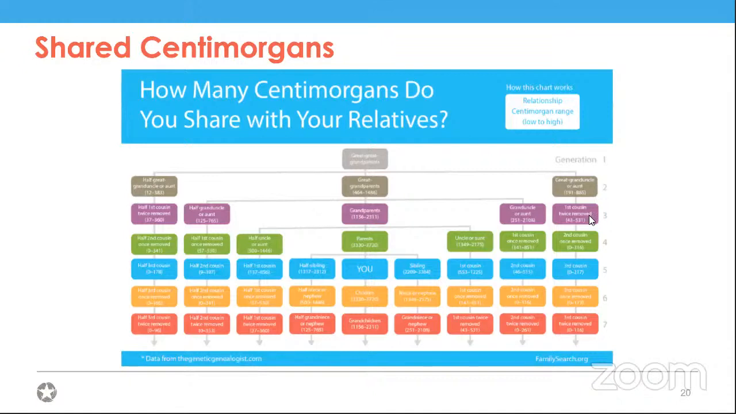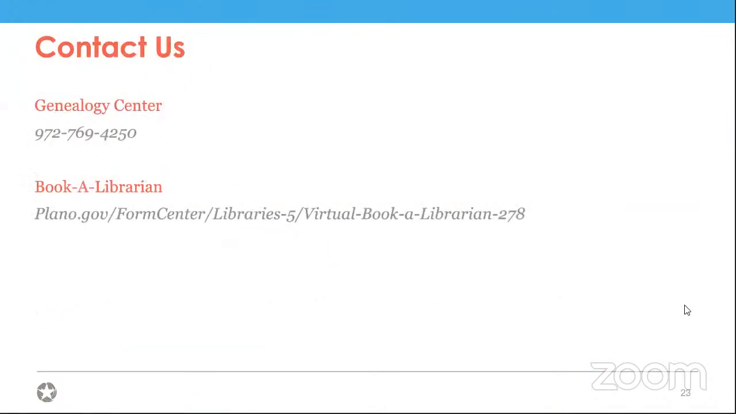All right, and then we had another question to re-show the slide with the library's information, so that our contact information is going to be right there. And that's going to have the book a librarian option that can be useful to direct questions to us so we can help you out with your genealogy or DNA questions.